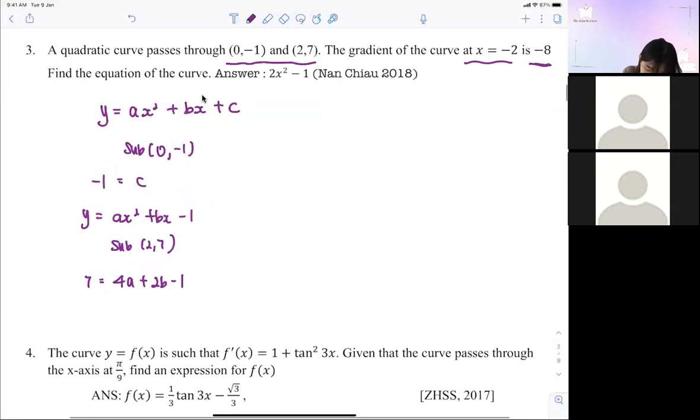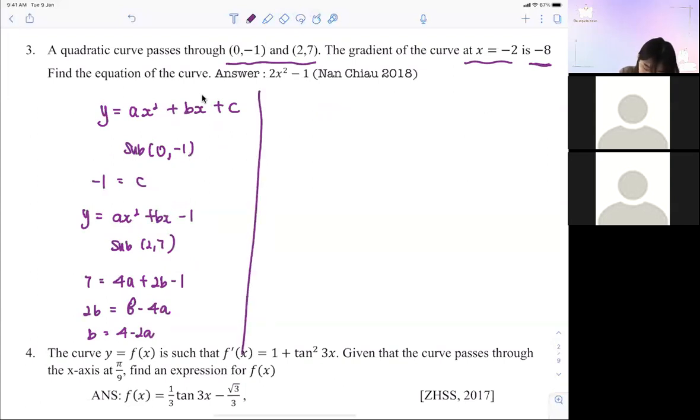Okay, we're going to simplify this. I make b the subject. Oh, sorry, no, 6, 8. Okay, everything can divide by 2. B is 4 minus 2a. So your equation will look like that.